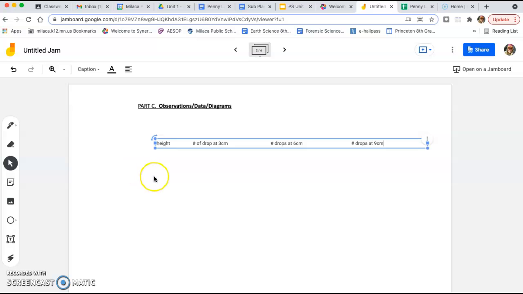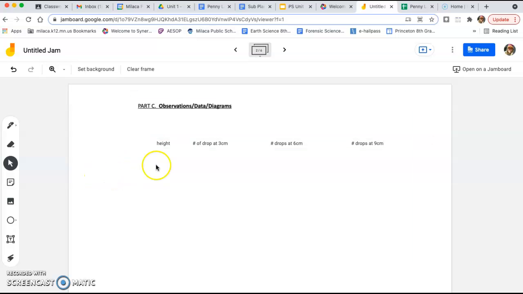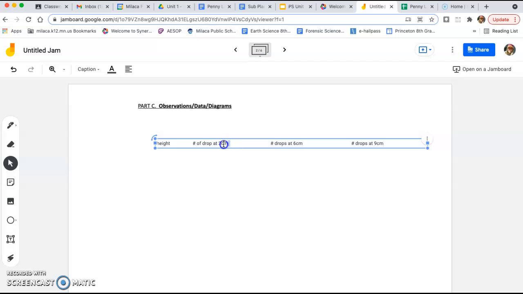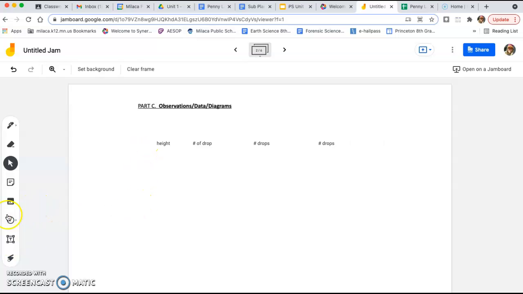Okay, so there I have that. I'm going to make one more text box. I could just say number of drops held too. I'm going to do that so I don't confuse you. All right. Now down the side, I am going to write the height. So here I have 3 centimeters. I'm going to have 6 centimeters. And I'm going to have 9 centimeters.